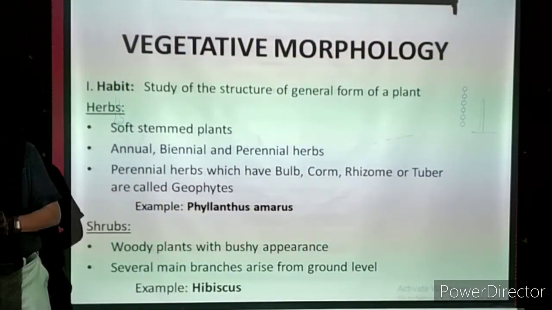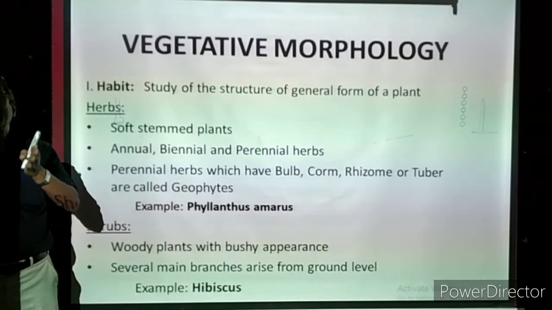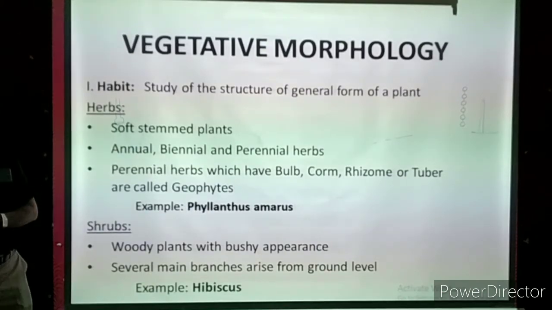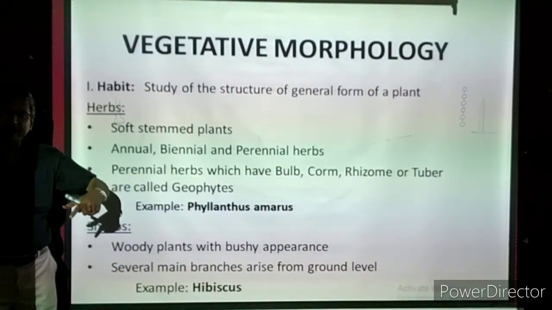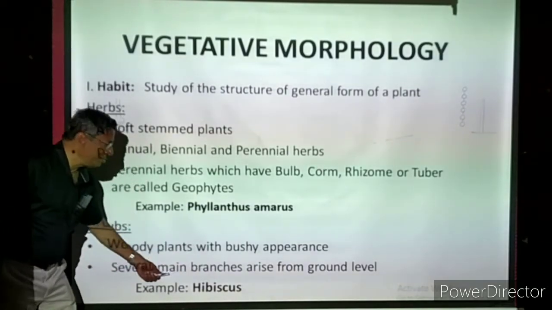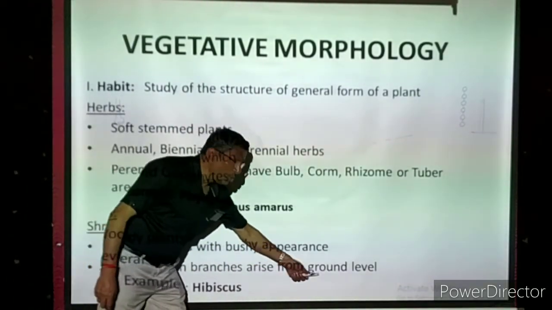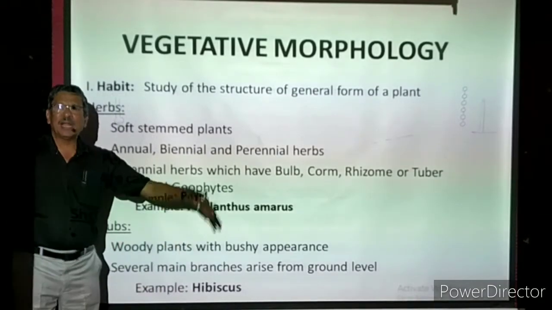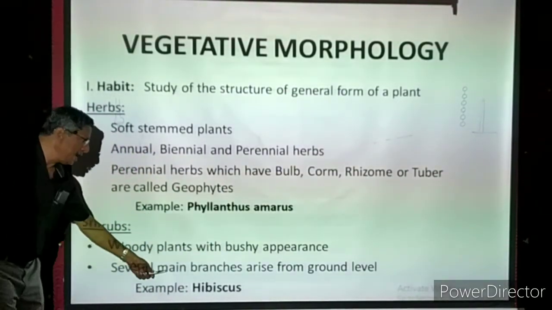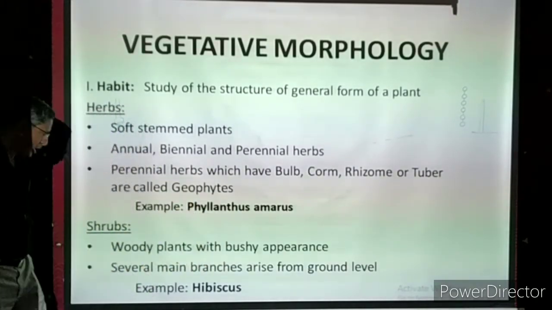Normally, if you take any one tree, first a trunk will be there, then a lot of branches will be there. But here it will not be like that. First, one main stem will be there. Then a lot of branches will come from the base of the main stem, giving several main branches. All are called main branches. They arise from ground level, so that all the branches give the appearance of a bush. That is, several main branches arise from ground level.